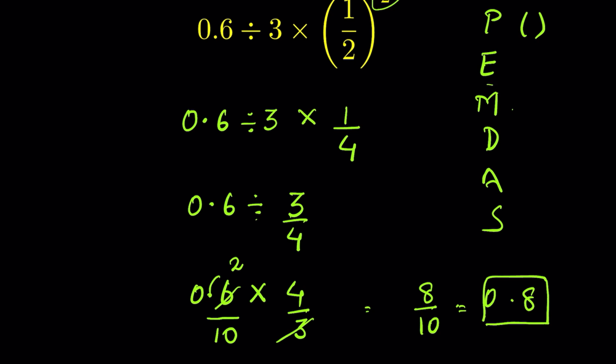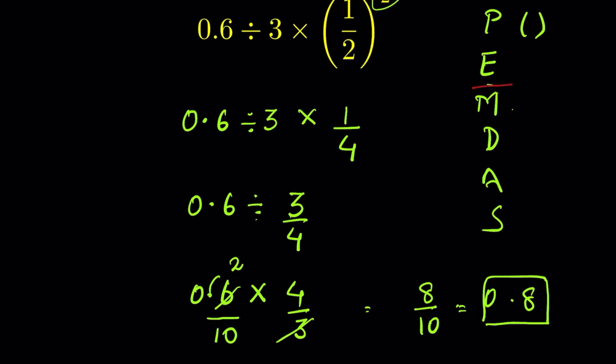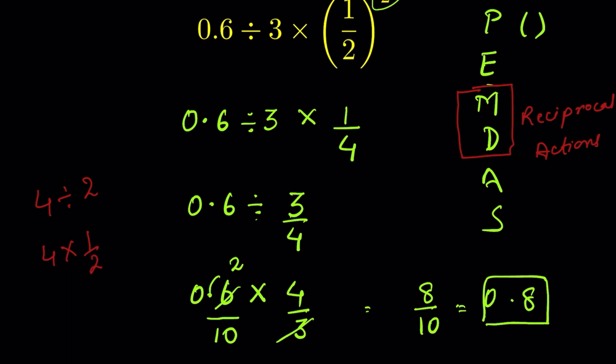But in the order of operations, there is one rule that you need to remember: multiplication and division are reciprocal actions. That means they have equal priority. Reciprocal action means when 4 is divided by 2, it means 4 multiplied by 1/2. 1/2 is the reciprocal of 2. Division gets converted into multiplication. Same as if you write 4 multiplied by 2, you can also write it as 4 divided by 1/2. So they have equal priority. Therefore, we cannot give precedence to multiplication over division or division over multiplication.